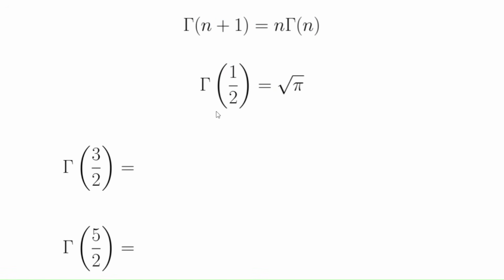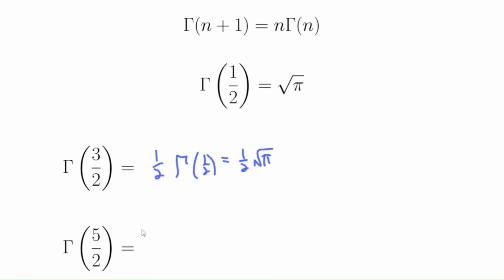And now that we have gamma of 1/2, we can use this formula to find gamma of 3/2 and gamma of 5/2 and gamma of 7/2 and so on. So for example, if n is 1/2 in this formula, this would say gamma of 3/2 equals 1/2 times gamma of 1/2. But gamma of 1/2 we just found was the square root of pi. So gamma of 3/2 is 1/2 the square root of pi.